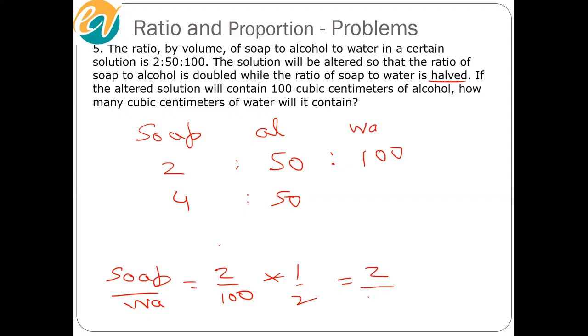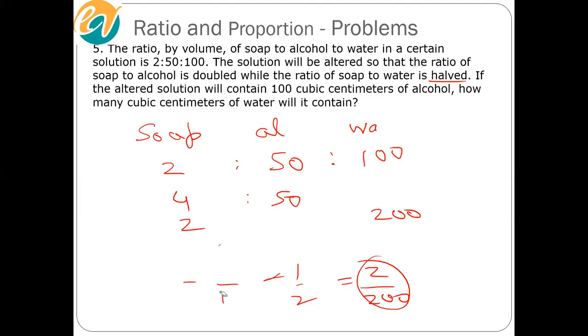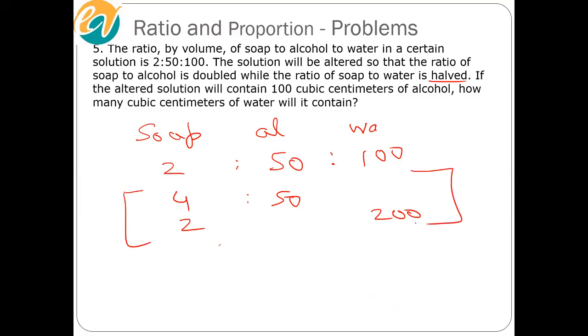This is 2 is to 200. Agreed? Correct? So soap is to water is 2 is to 200. Are we clear? Okay. Now this is not difficult, guys. In the altered solution, this is the configuration.